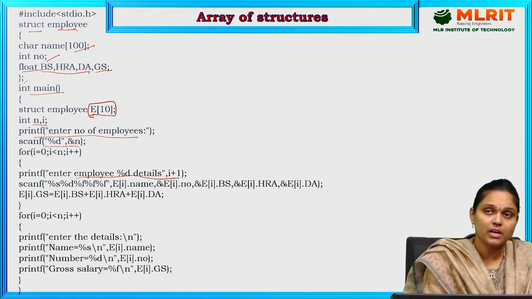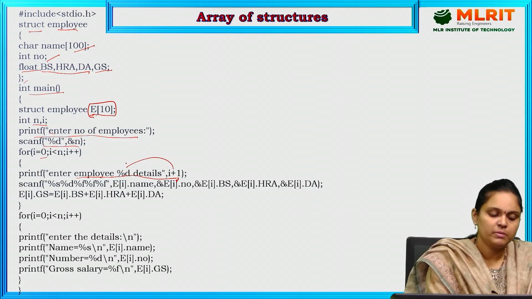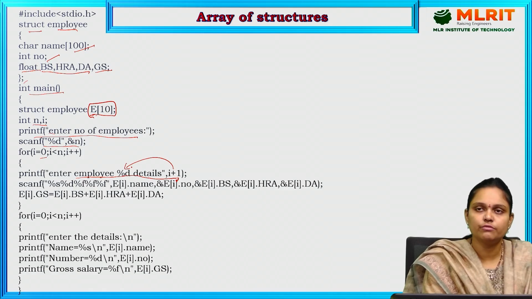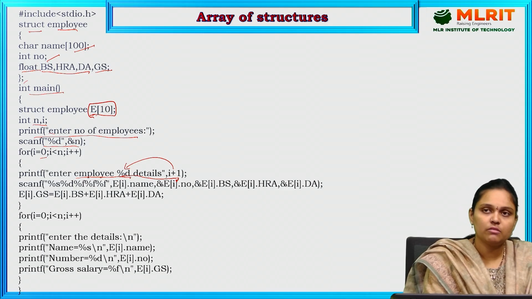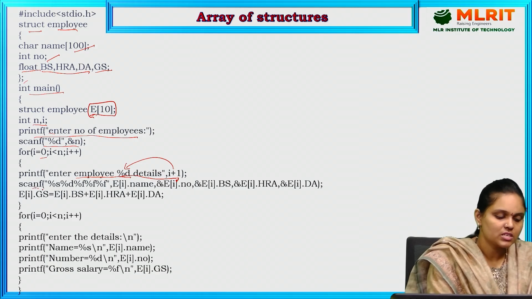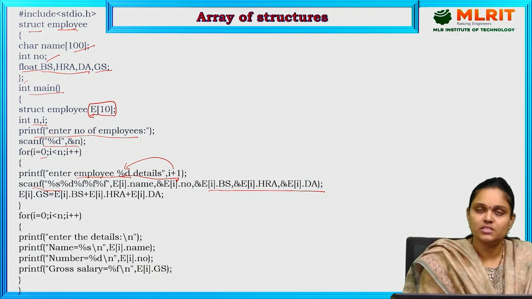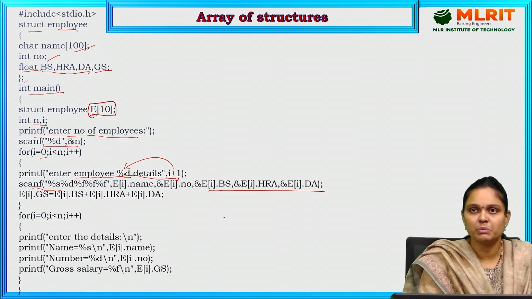It is i plus 1. Here i is 0, so 0 plus 1 will be 1, and that 1 will be displayed. This means the array counts from 0 but we count from 1. That is why we ask for employee 1 details. Using this we read all the employee details and store them in their respective memory allocations.